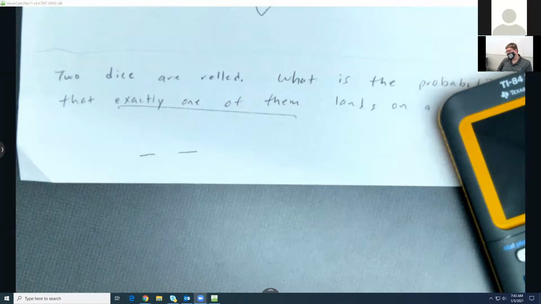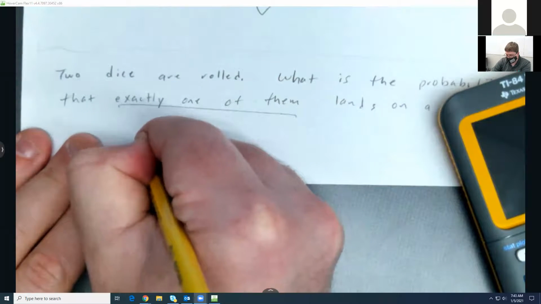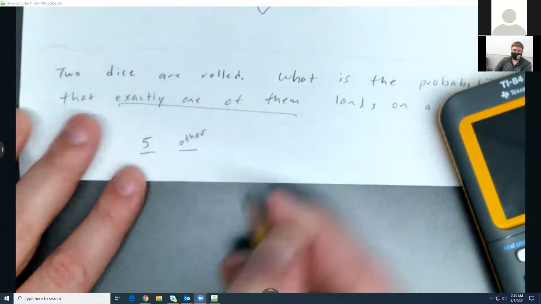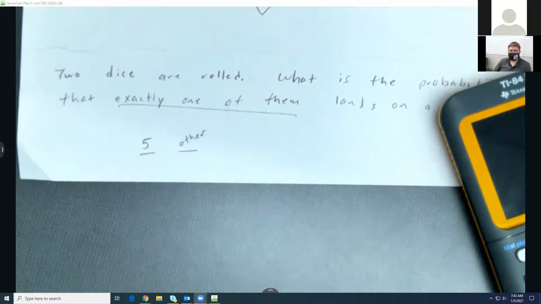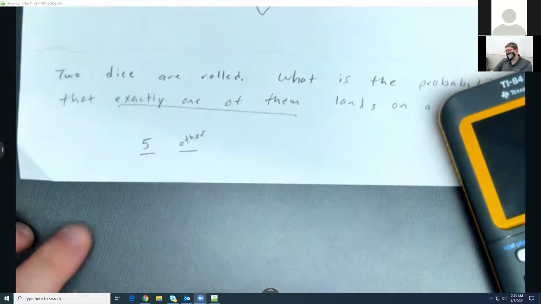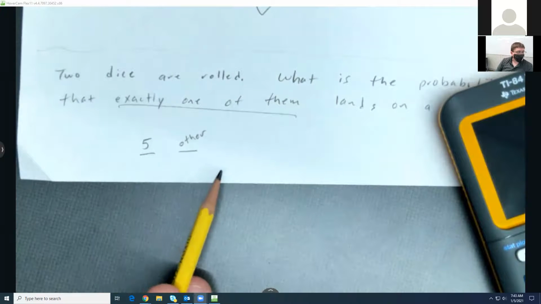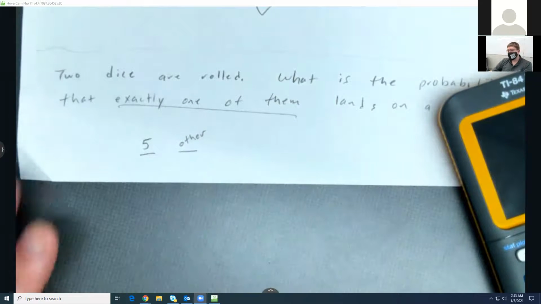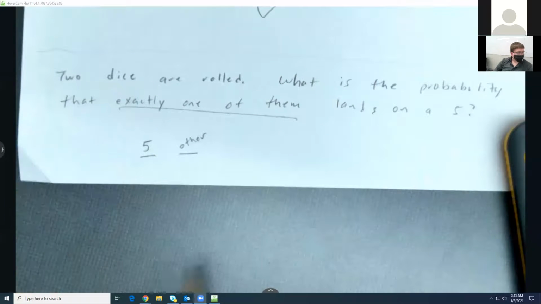All right, so we have 2 dice that we're going to roll. We want one of them for sure to land exactly on a 5. On the other one, it can be anything else. It can be a 1, it could be a 2, it could be a 3, it could be a 4, it could be a 6. We don't care. So break these down into 2 separate probabilities. Yes, it's happening at the same time, so we'll multiply them together. And then we'll discuss what else we're supposed to do afterwards.